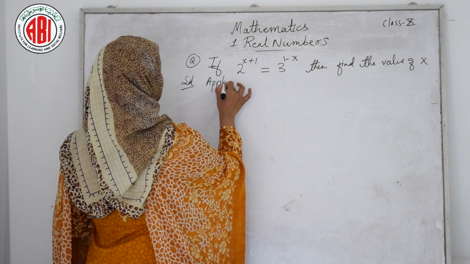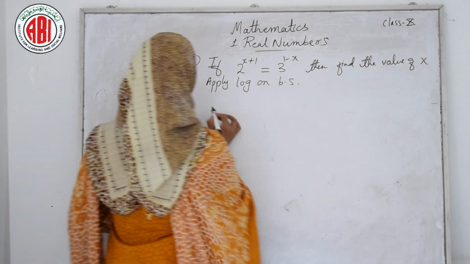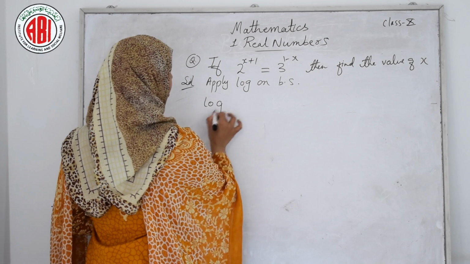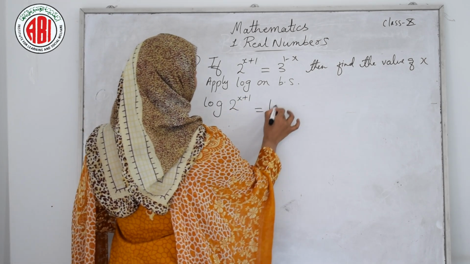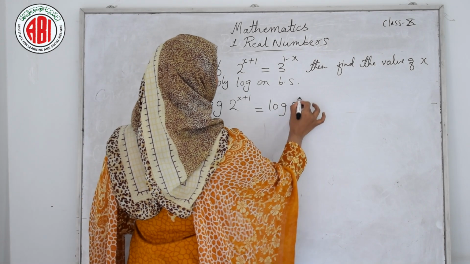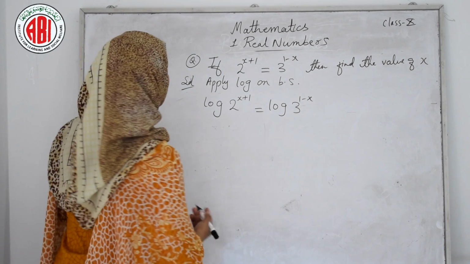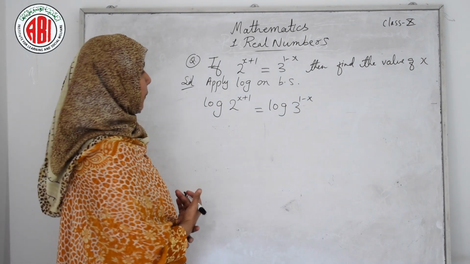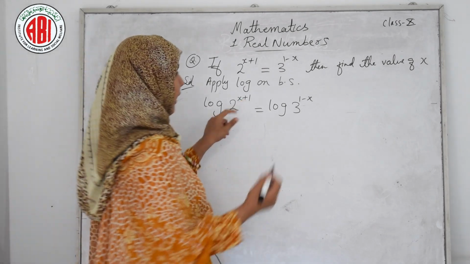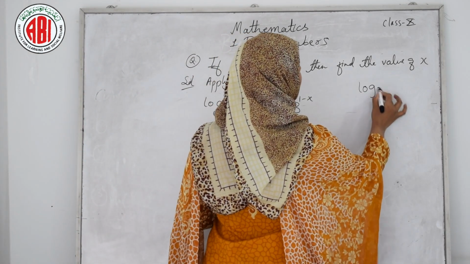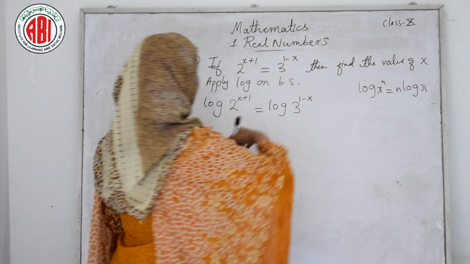Apply log on both the sides. That means log 2 to the power x plus 1 is equal to log 3 to the power 1 minus x, right? Now after this, what will be the next step? Using the properties. What are the properties? Here that property we will apply: log x to the power n is n log x.